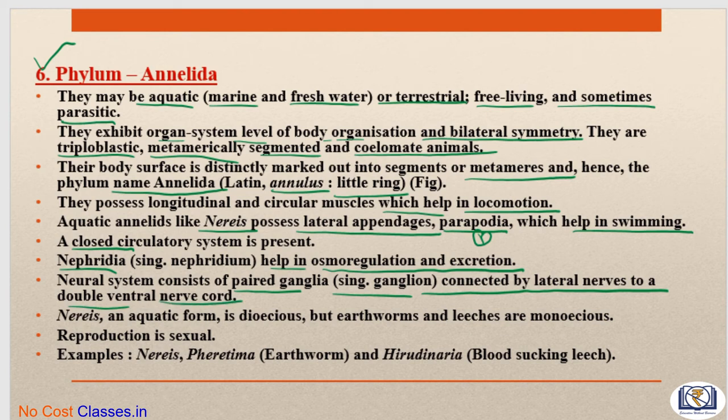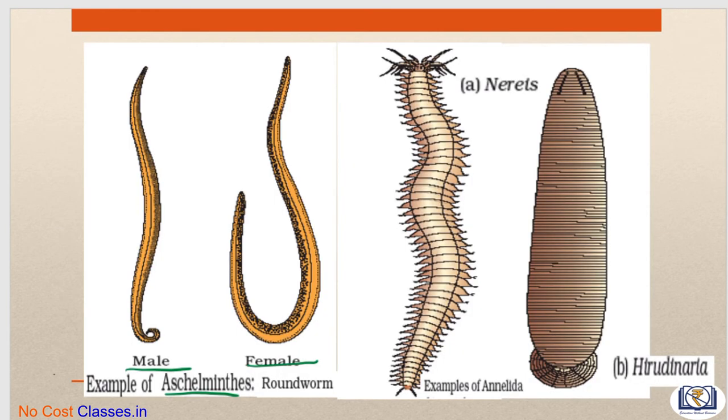Nereis, an aquatic form, is dioecious, but earthworms and leeches are monoecious in nature, meaning they have male and female sex organs present in the same organism. Reproduction is sexual for sure. Among many examples, Nereis, Pheretima, and Hirudinaria are there in the phylum. These are the diagrams. This is an annelid, Nereis, and this is Hirudinaria.